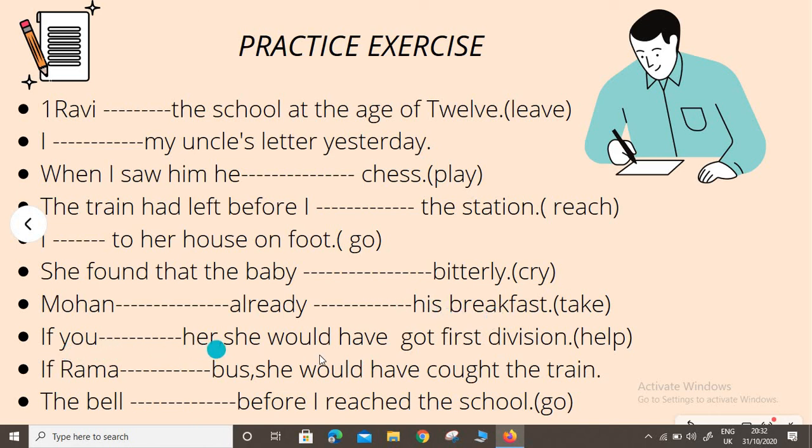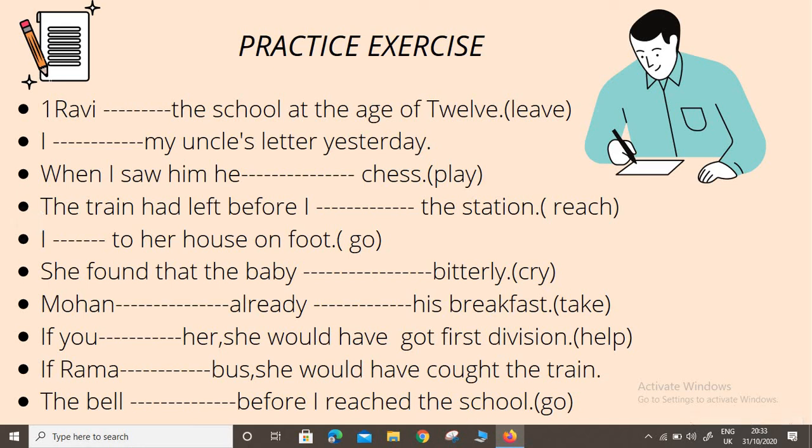If you dash her, she would have got her first division. So it would be, if you had helped her. If you had helped her, she would have got her first division. If Rama dash bus, she would have caught the train. If Rama had taken the bus, she would have caught the train. The bell dash before I reached the school. The bell had gone before I reached the school.